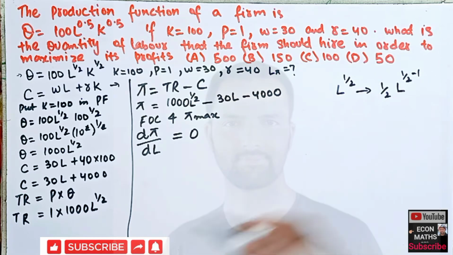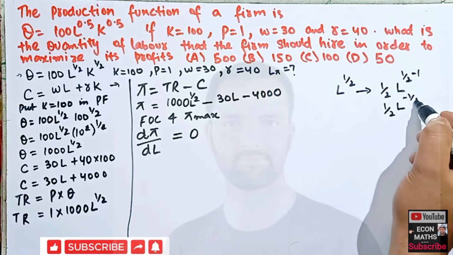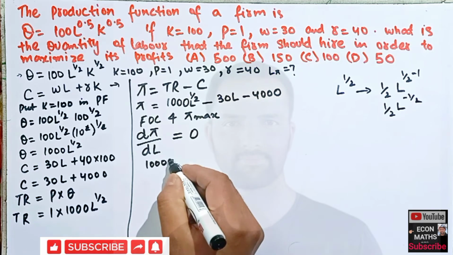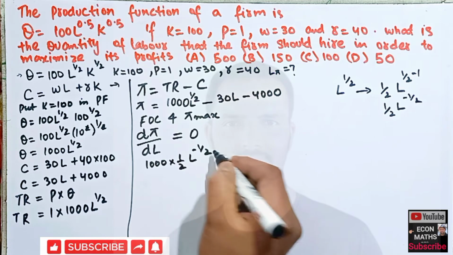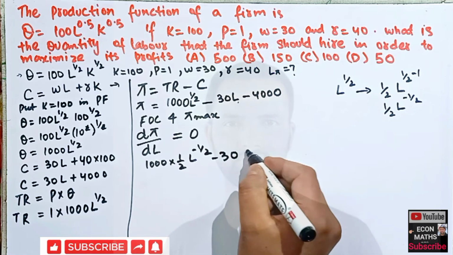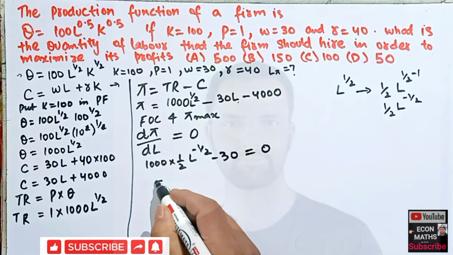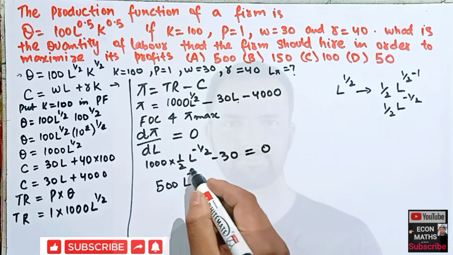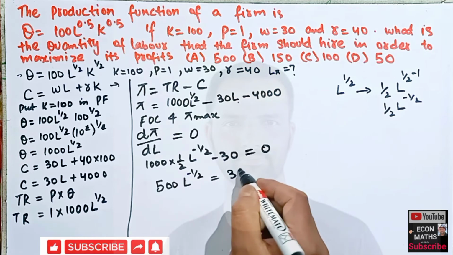This is our power function rule, and it comes out to be 1 upon 2 L to the power minus 1 upon 2. So I will write here we have 1000 into 1 upon 2 L to the power minus 1 upon 2, and the derivative of L is 1, so we are left with 30, and we set it equal to 0. Now 1000 upon 2 is 500, so I will write 500 L to the power minus 1 upon 2, and just transposing this minus 30 on RHS, this will become plus 30.